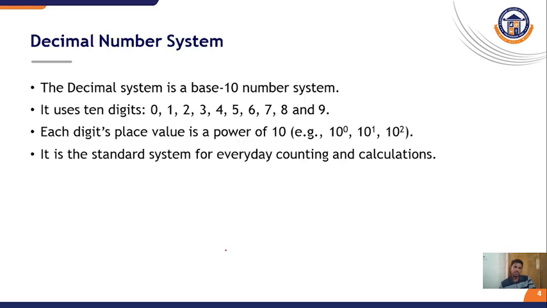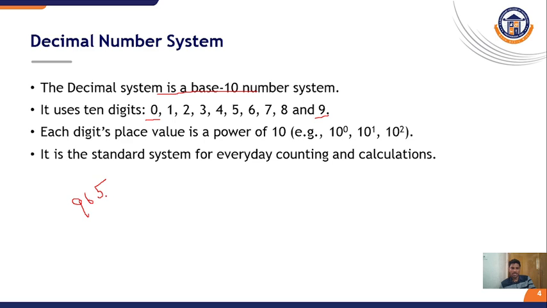The decimal number system is a base 10 number system, in which 10 digits are used, from 0 to 9. Each digit place has a value that is a power of 10, that is 10 power 0, 10 power 1, 10 power 2, like that. Suppose my decimal number is 965.